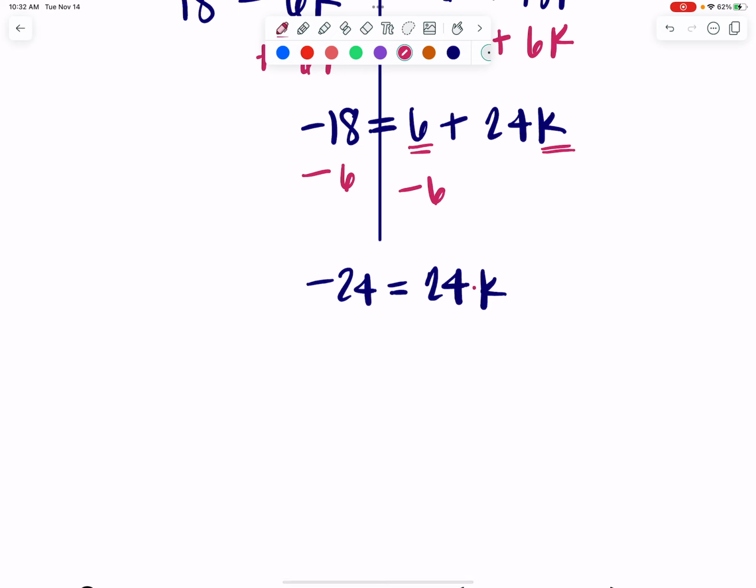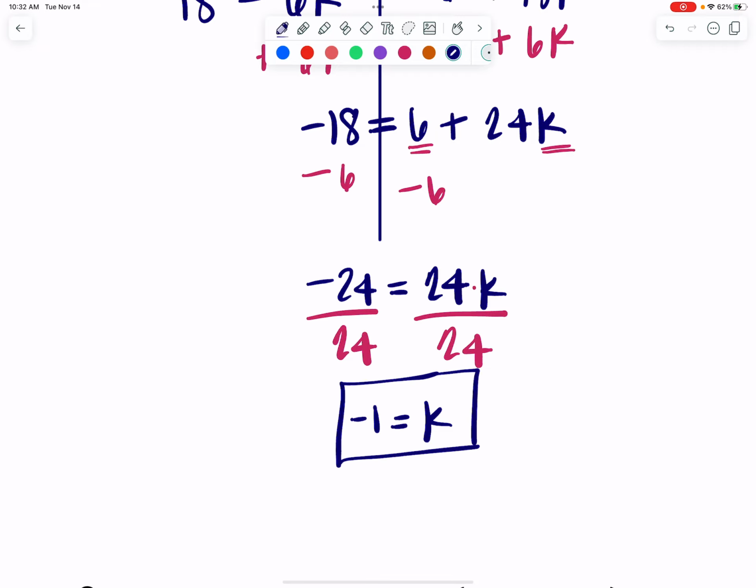This is 24 times K. So I'm going to divide out the 24 on both sides. So K is negative 1.